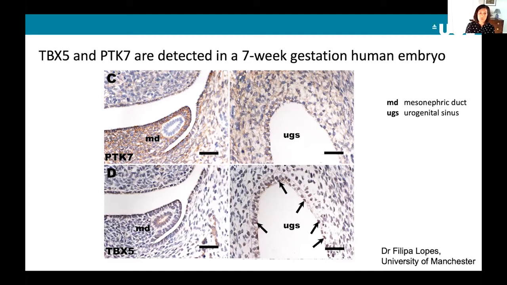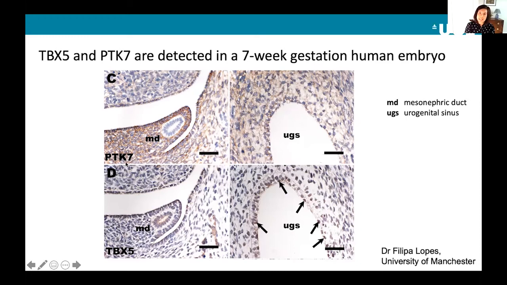At this stage of development, the mesonephric duct is seen here, and this will form the base of the bladder, as well as insert into the prostatic urethra to form the male ejaculatory ducts. The urogenital sinus seen here is the precursor to the embryonic bladder and the proximal urethra.